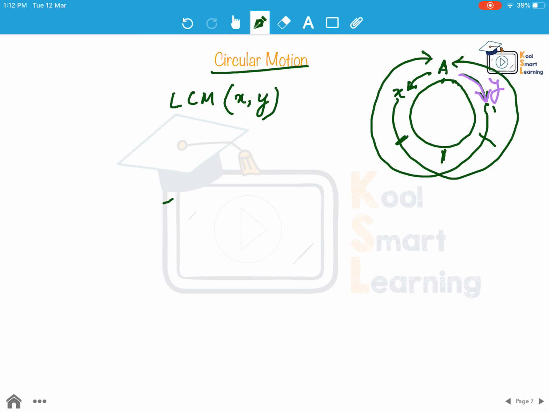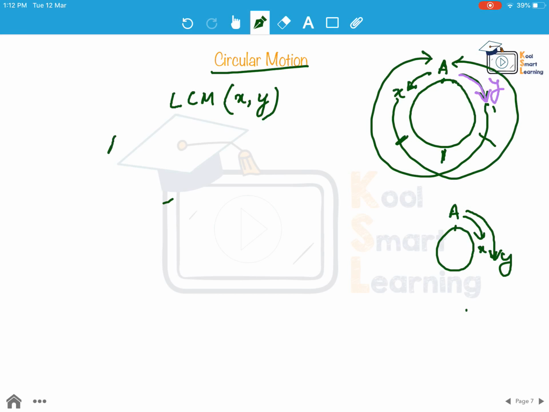Now if this is the circular path and the two people are moving in the same direction, again with different speeds x and y, again the first time that they meet, supposing this person has started and this person has started again at the same time from the same point, is also given by the LCM of these.